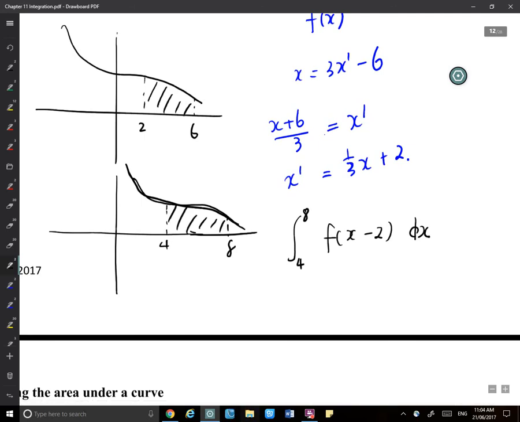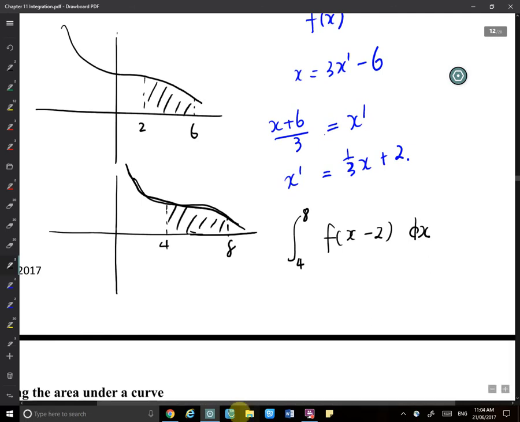Does that make sense? The whole graph has been shifted, and your upper and lower limits have been shifted together with the graph, so the area doesn't change. Therefore, if you shift your graph left or right with the upper and lower limits shifting together, you won't change the area of the graph. So that area is still equal to M. That's still the original area. That is equivalent to saying the integral from 2 to 6 of f(x) dx equals M. Because everything has been shifted by 2 units, the area won't change.